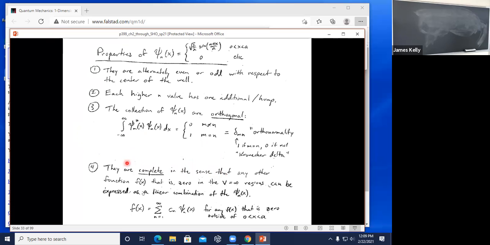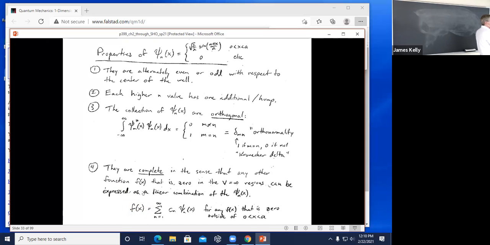These functions are complete in the sense that if we have any function that is 0 in the regions where V is equal to infinity, but can really have any shape that we want in the middle of the well, we should be able to write that function as a linear combination of these psi n's. So you give me an f of x, it's got to be 0 outside the well. But inside the well, f of x can have any shape you want.